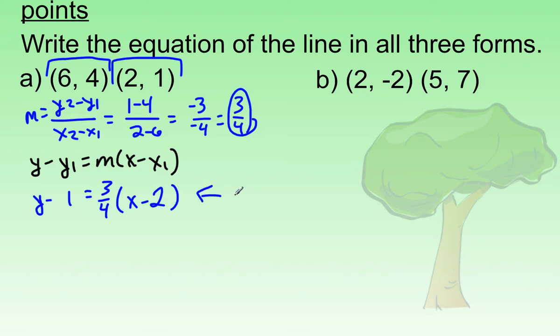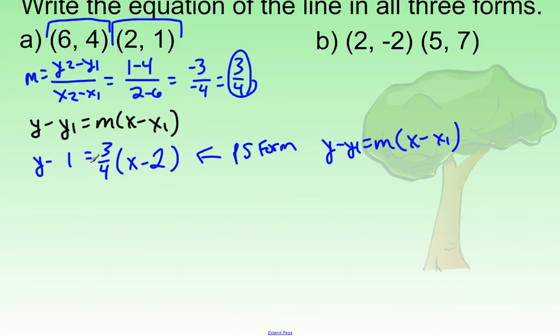This is in point-slope form. So that's the y minus y1 equals m times (x minus x1). I'm going to change this now into slope-intercept form. So I'm going to pretty this up and distribute and get the y variable by itself. So to pretty this up, that's going to give me 3/4 x. That's 3/4 times x. 3/4 times negative 2 is going to give me negative 6/4, which simplifies down to negative 3/2.